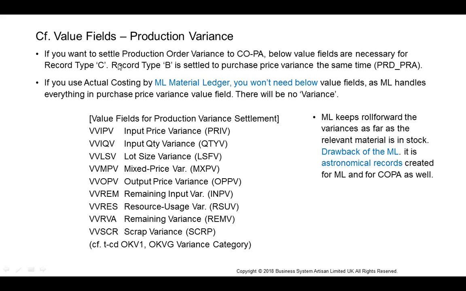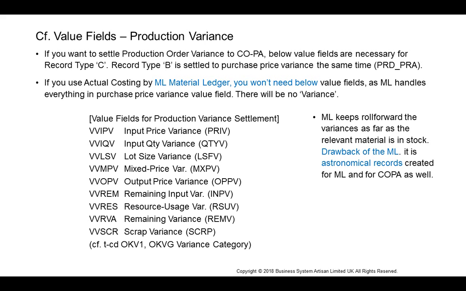What this does is, if you settle the production cost variance, the record type will be C, but the total amount will also be settled with record type B, and record type B requires FI account assignment. So KEA1 needs to be set up, and since this will be duplicated, the value field has to be separated, otherwise the amount will be doubled. That's the first point we have to make. You have to be careful. You need to separate the value fields to settle this variance.